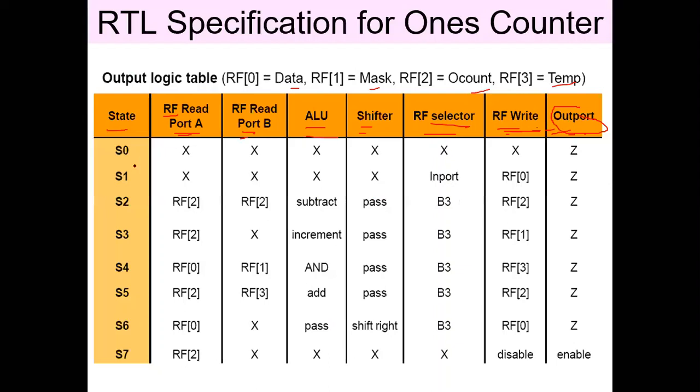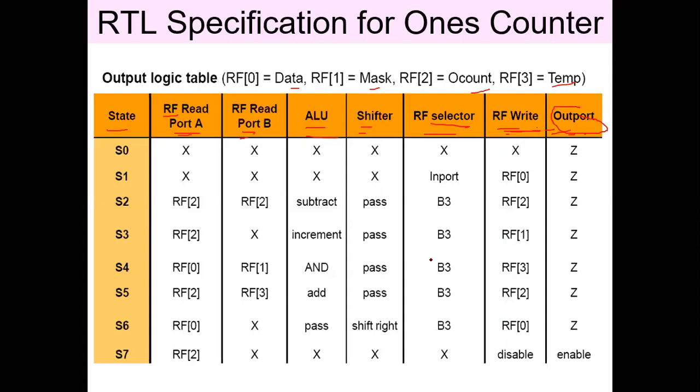So in the output logic table, there is no input to ALU in this particular state. S0 means there is no action to be performed. That means port A should be undefined, port B should be undefined, ALU is undefined, shifter is undefined, selector is undefined, RF write is undefined, output port is in high impedance state. That is, there is nothing to be done for state 0. Okay, the data path has no role for this state 0.